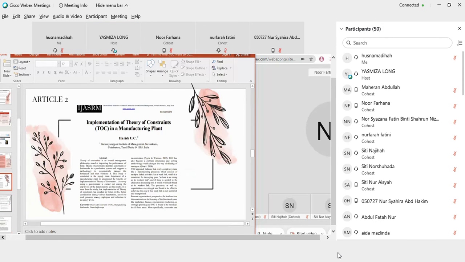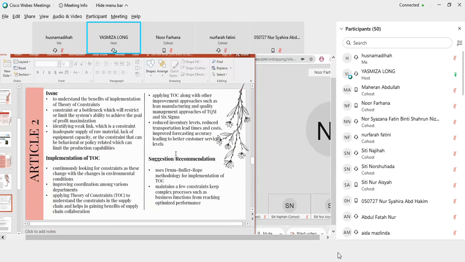Okay, ni artikel 2 sekarang. Artikel 2. Okay, this is the article 2, isn't it? So article 2, the issue is because of the supply chain management in the raw material. They have the lack of equipment capacity, the constraints kan. Because of that, they want to try to implement the theory of constraints, isn't it?